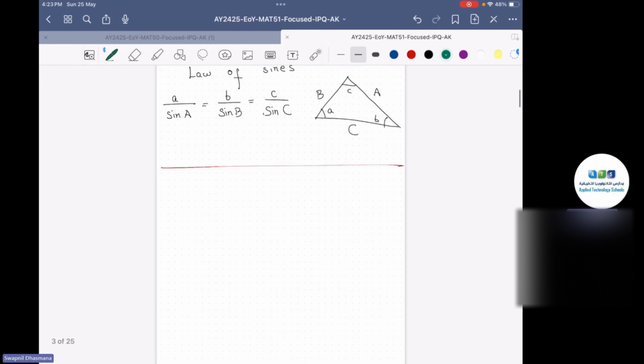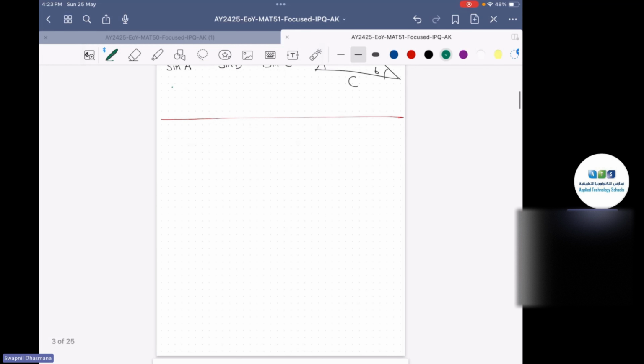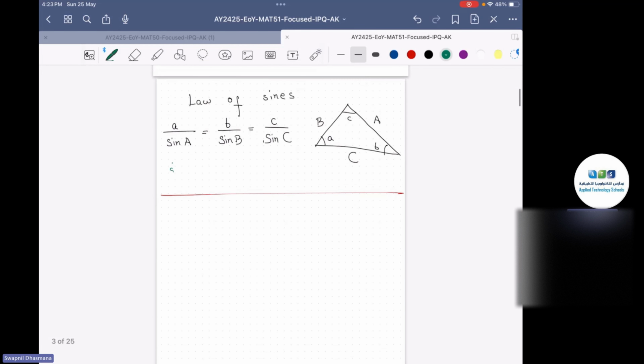You can also write it in reverse form, like sine A divided by a, sine B divided by b, and sine C divided by c. It's all up to you how you want to write it down.